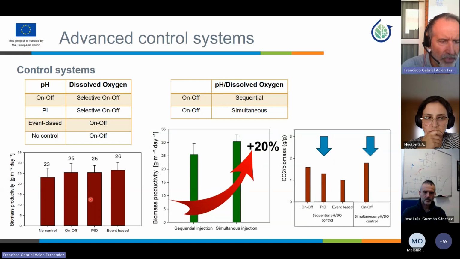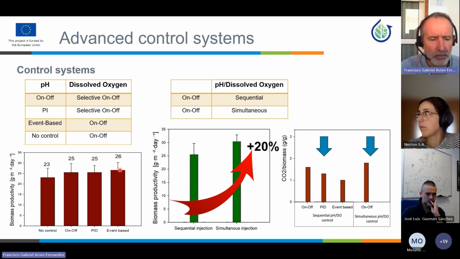One example of control system is shown in this slide: in a system where we are not controlling the pH, the productivity is much lower than when we are controlling the pH. Depending on the control system or the control strategy, the biomass productivity can increase a lot, only by optimizing this type of technologies.